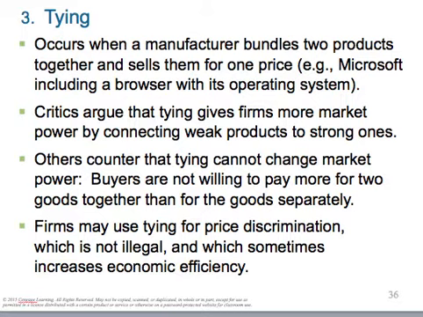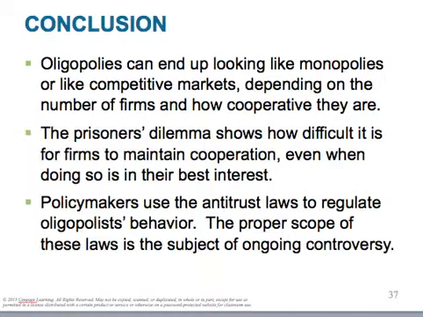And firms may use tying for price discrimination, which is not illegal, and which sometimes increases economic efficiency. But generally speaking, tying can get a little dicey as to what you're getting and what you want, and whether it's a win for you. It's forcing you, say, to use Internet Explorer once you download Microsoft operating systems.